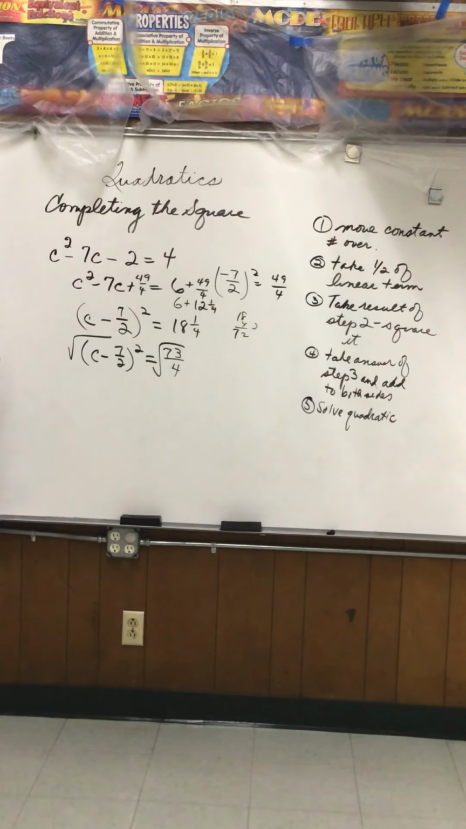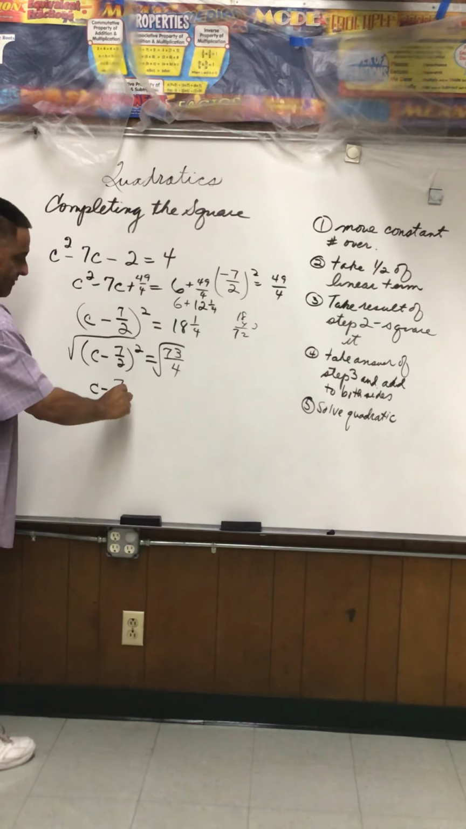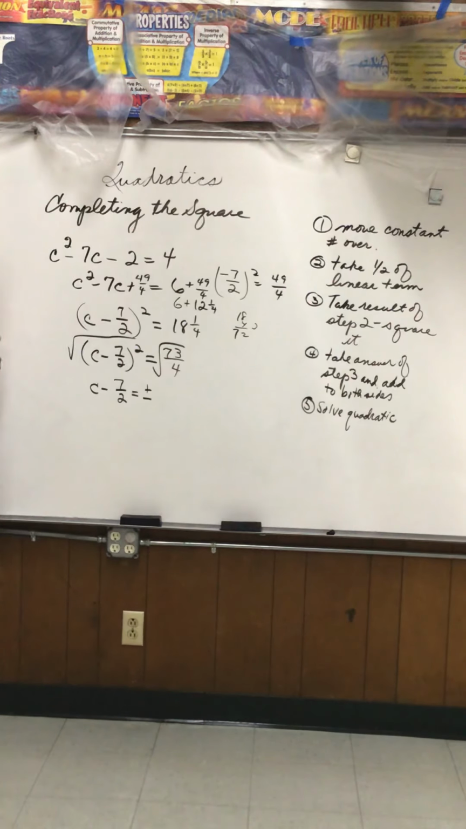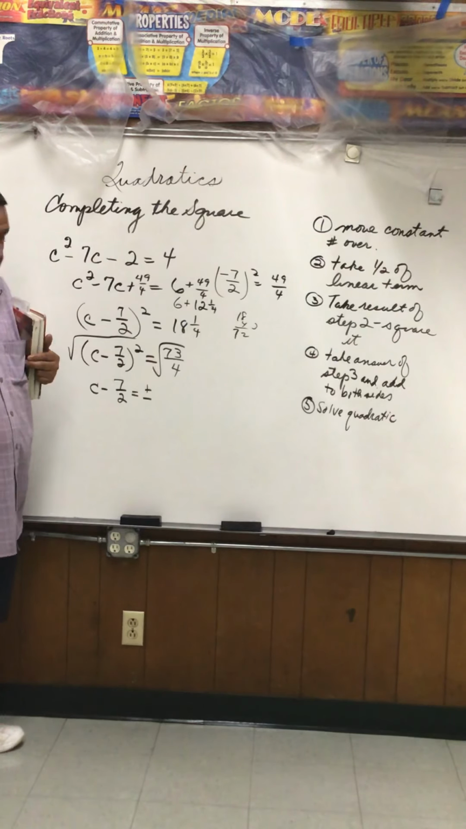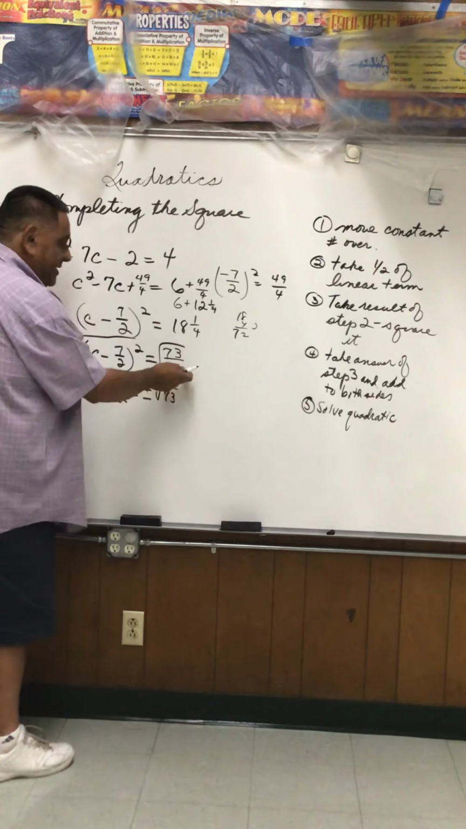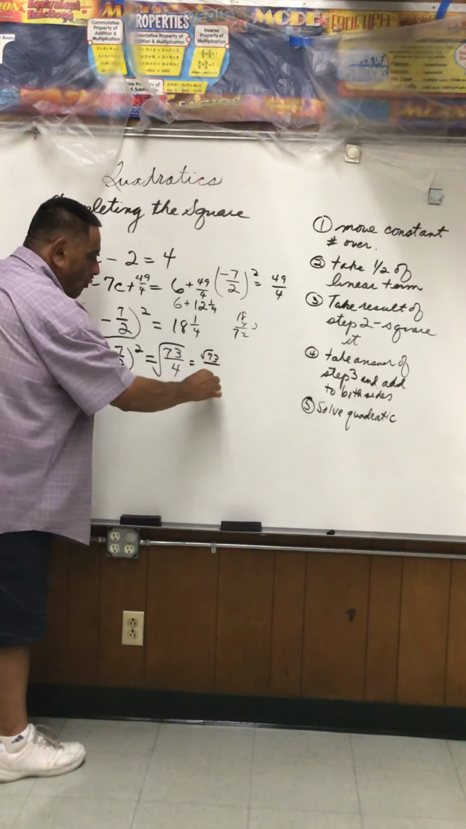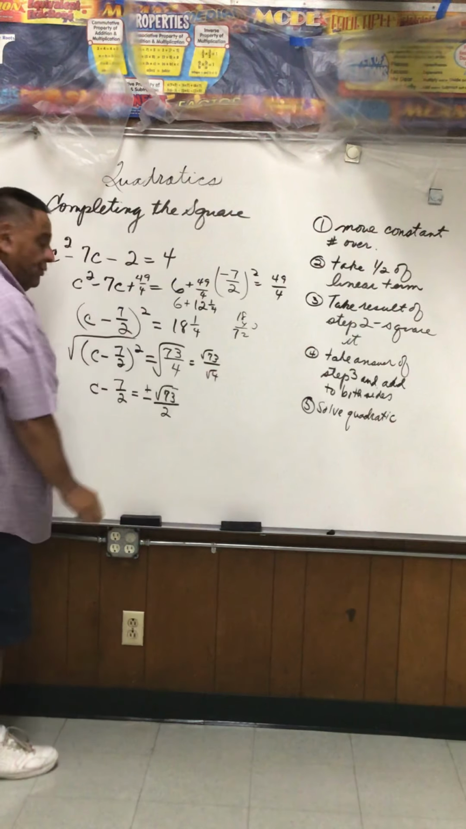This one is not going to work out as easy as the other, but it's still fine. So take the square root, so I'm going to get c minus 7 over 2 is equal to plus or minus, now, 73, I don't think it has any perfect squares. So I'm going to leave it under the radical. But remember, this can be rewritten as radical 73 over radical 4. I can take the square root of 4, which gives me 2.